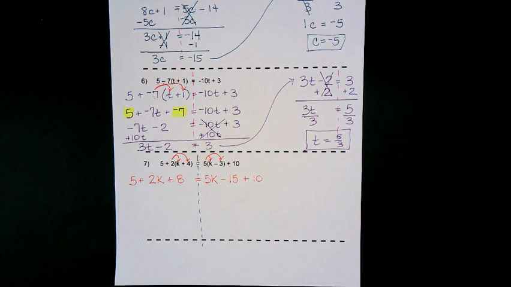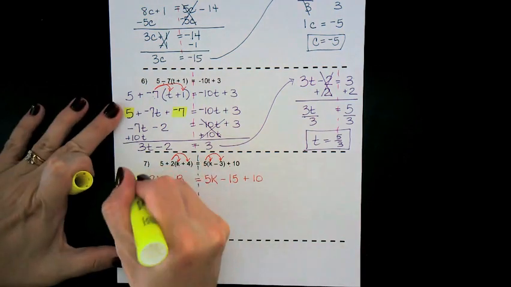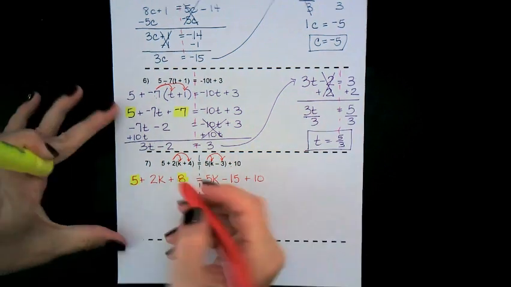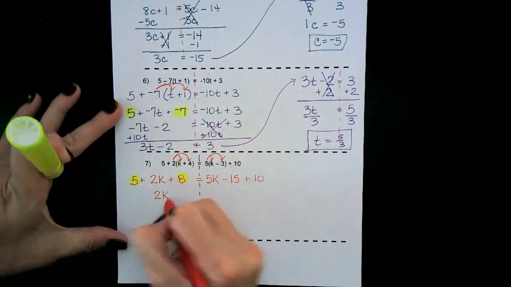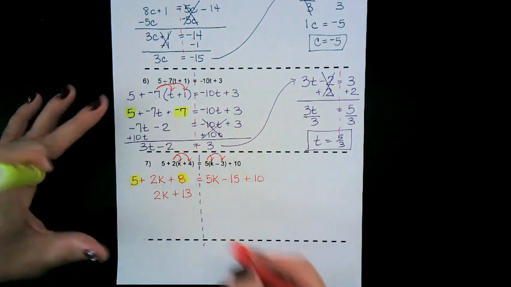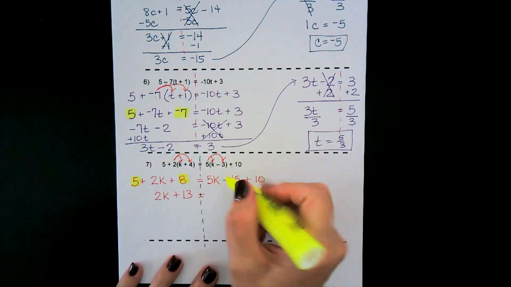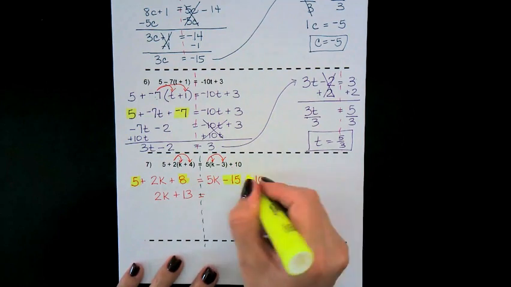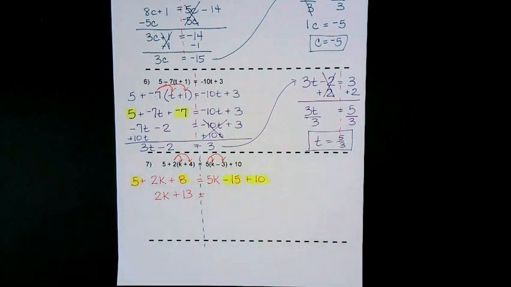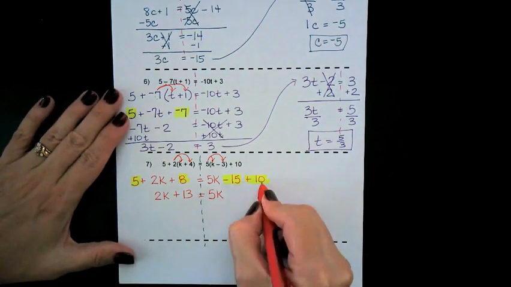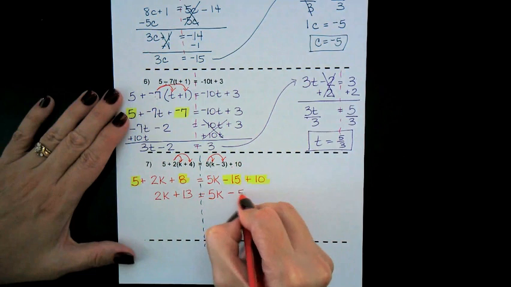All right, now we need to combine our like terms. I've got plus 5 plus 8. That gives me 2k plus 13, 5 plus 8 giving me 13. And over here on the right, I've got negative 15, positive 10. So we'll leave our 5k, and then negative 15 plus 10 gives me negative 5.